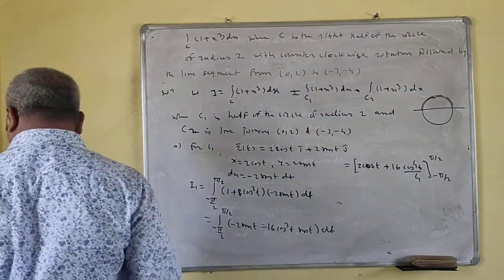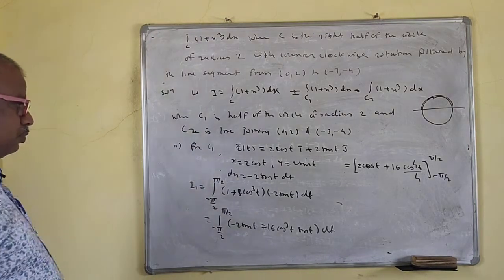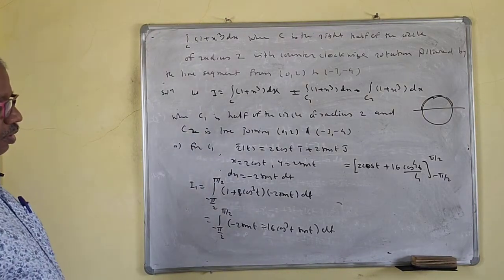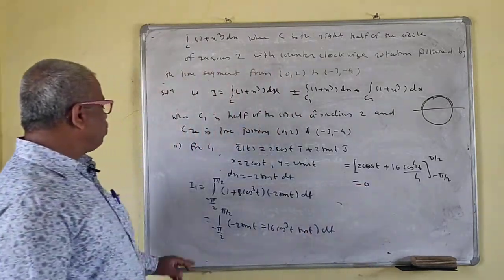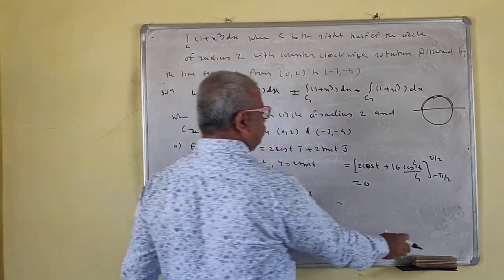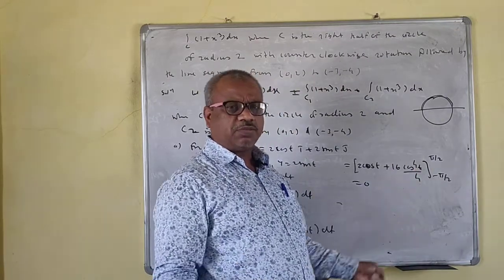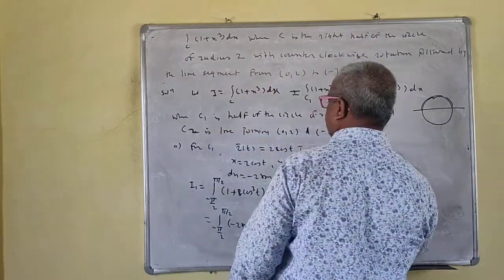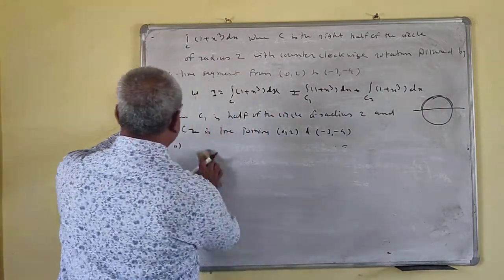Now cos pi by 2 is 0, cos minus pi by 2 is also 0, so all are 0 and this integral is 0. That means your I1 is 0. Okay. So B now.